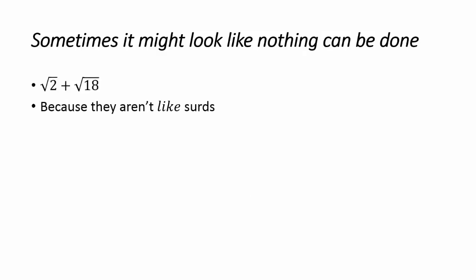Now, sometimes you'll come across surds that look like they're different terms and nothing can be done. For example, root 2 plus root 18 can't really be added because they're not like. They don't both end in the same square root, so to speak. But what you need to do is take a close look at them and see if you can simplify one. Like in this instance, root 18 can be simplified to root 9 times root 2, remembering our multiplication rules. So the square root of 9 then is 3.